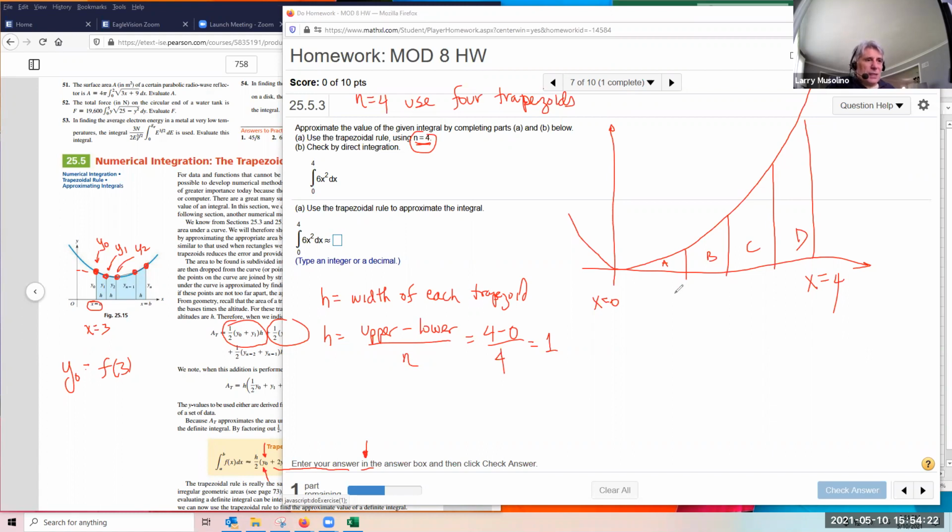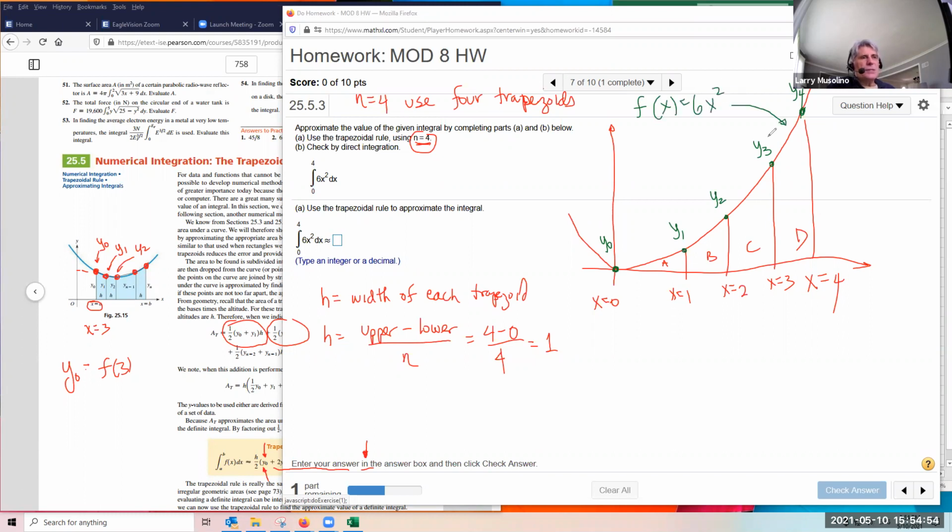So I can write this as x equal 1, x equal 2, x equal 3, and x equal 4. All right, let me also label these y values that they're talking about. Here is y sub 0, here is y sub 1, y sub 2, y sub 3, and y sub 4. All right, and I know this function is 6x squared.